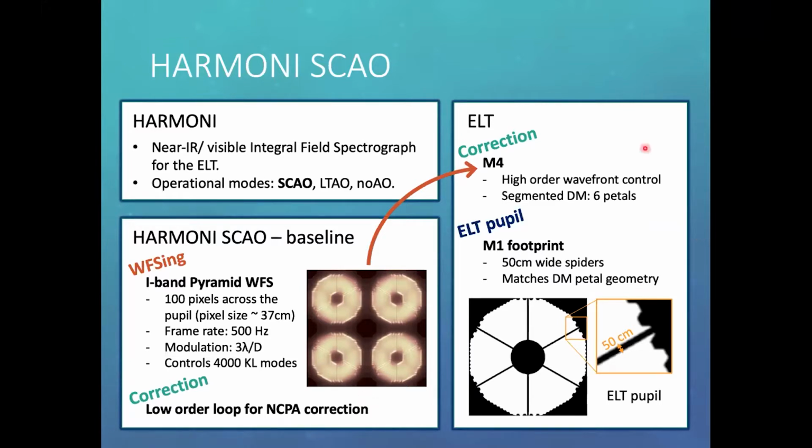And so the ELT of course provides us with the higher order wavefront control through M4, which is a segmented DM with 6 petals. We then have the ELT pupil, which looks like this. I just wanted to point out the spiders here, which have been challenging for us to deal with on the wavefront sensor side. These are around 50 centimeters wide, which means they're wider than a single pixel on the pyramid wavefront sensor. Our single pixel is 37 centimeters. And these segments match the DM segments.